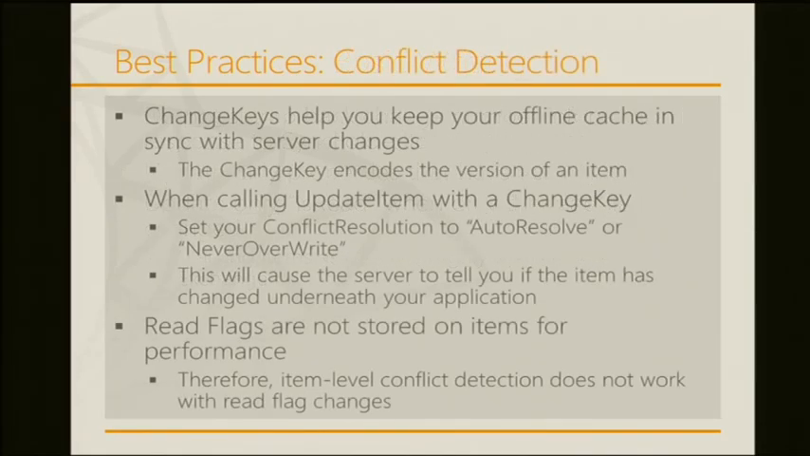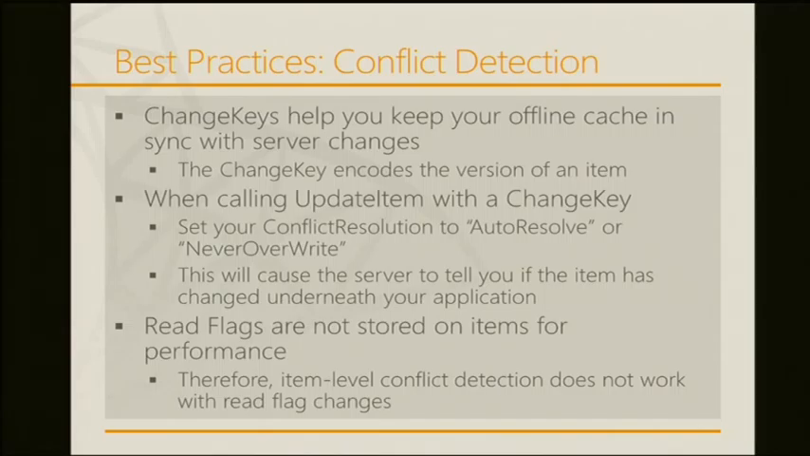Okay, so change keys and conflict resolution. In a situation where you're synchronizing items and you're calling update item, if you synchronize an item down to your offline cache and you make a change on your client, you have the item ID and the change key. You send that up with your update item and you change, say, the subject. In the response back to you from Exchange, you get the same item ID back and a new change key. So that's the latest change key that you get back.